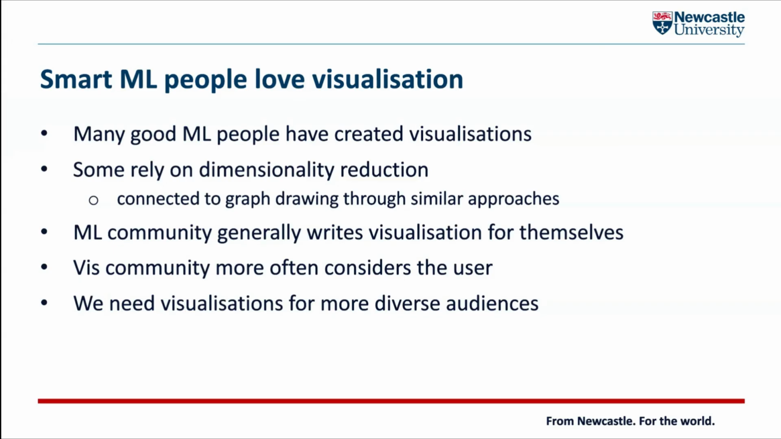So smart ML people, they like visualization. We already saw the Jeffrey Hinton paper, which starts with the word visualization. So some of them rely on dimensionality reduction. One important thing that you should know, and this is a little bit related to that division. So back in the 90s, you'd have visualization people talking about dimensionality reduction, people talking about visualization.